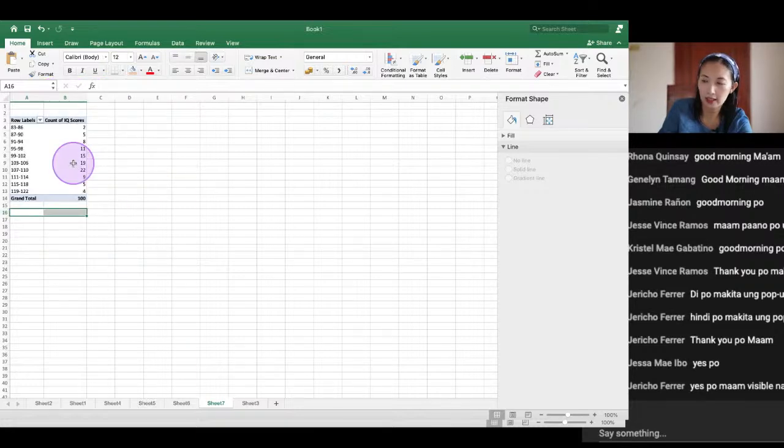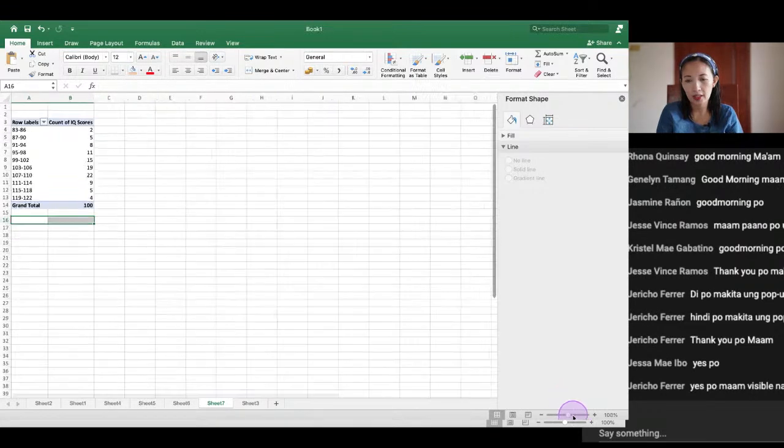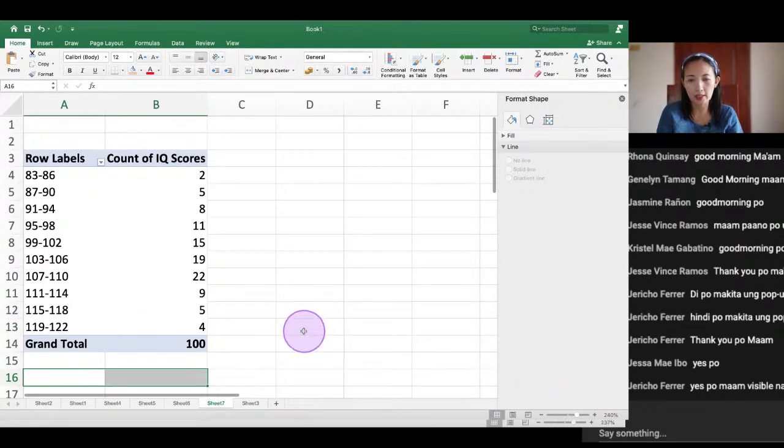Okay, so that's it. This is the second technique in coming up with a frequency distribution table using a pivot table. Next step, we are to construct a histogram. So what shall I do?